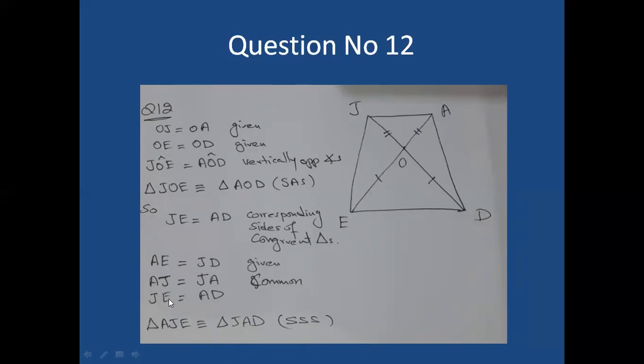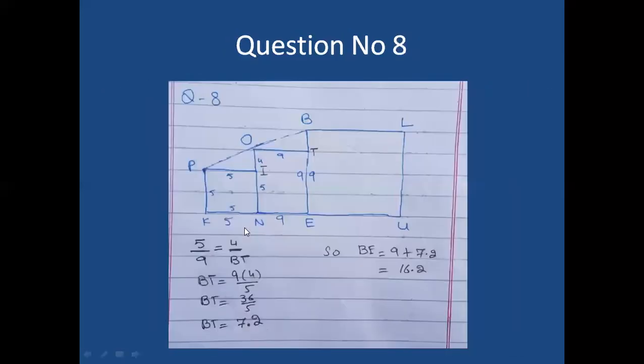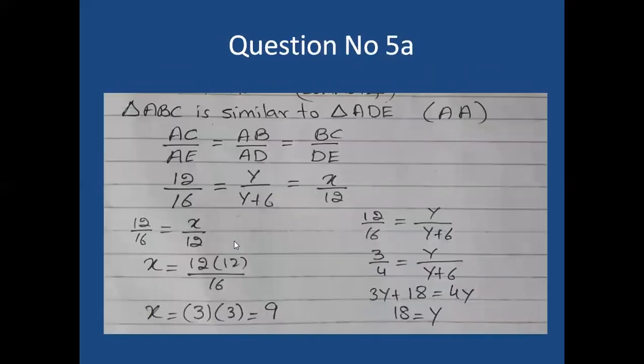congruent to each other. So JE and AD, they both are equal because they are the corresponding sides of two congruent triangles. We have proven it in the last part. So I can say that triangle AJE and triangle JAD are congruent to each other. The reason is the side, side, side postulate. So, my dear students, we are done with the exercise.